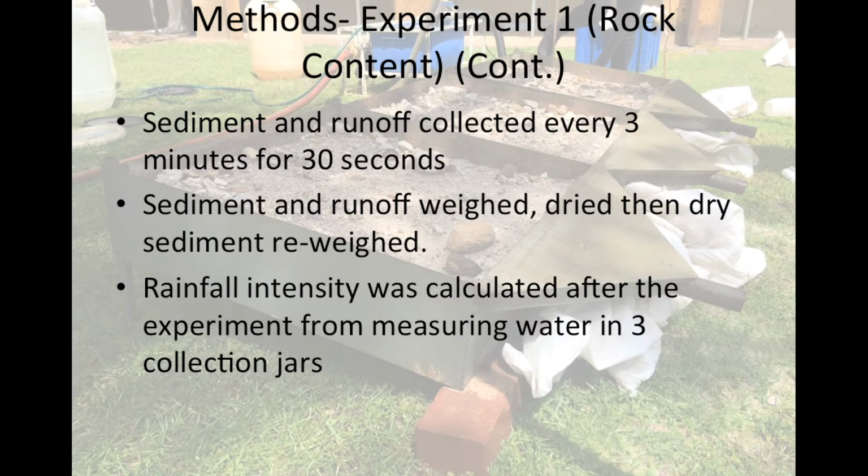Runoff was collected every 3 minutes for 30 seconds to get an idea of how the runoff and erosion developed over time. The runoff was weighed and then dried for at least 48 hours in an oven to get rid of the water content. Then it was re-weighed to assess the weight of erosional matter. As the rainfall simulator had no means of recording rainfall intensity concurrently with the experiment, 3 replicates of collection jars with known diameters were placed under the spray to measure water collection throughout the experiment, so rainfall intensity could be calculated later.